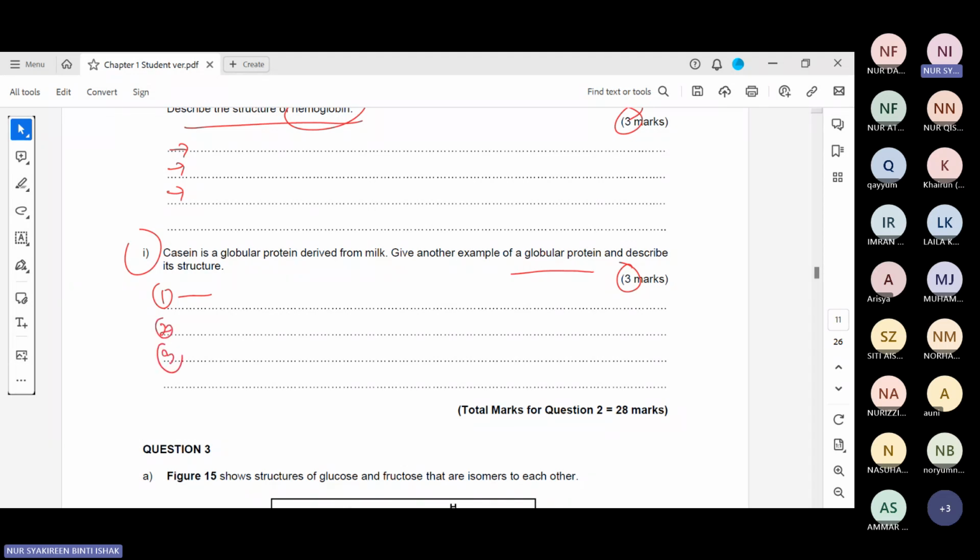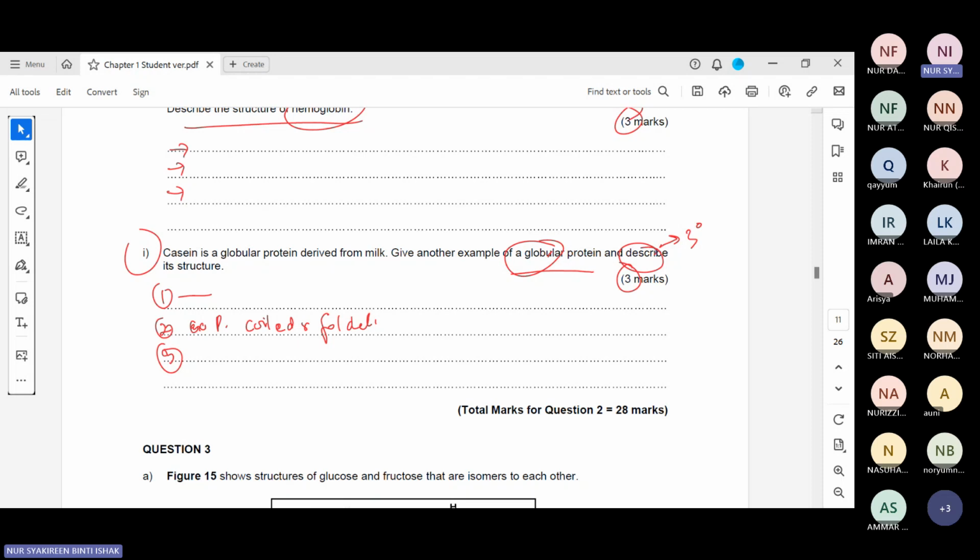The second and the third mark is for your description. Okay, describe the structure. So description, it involves what? Because it is globular protein, mesti cerita at least dia ada tertiary structure. Okay, so tertiary structure involves what? The polypeptide chain to coiled and folded. Okay, the polypeptide chain is coiled and folded. Okay, coiled and folded. So this is to attain the tertiary structure.